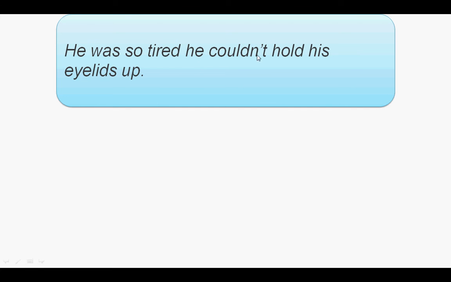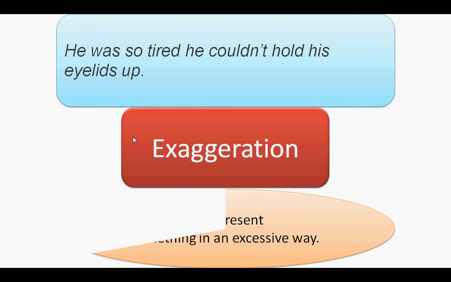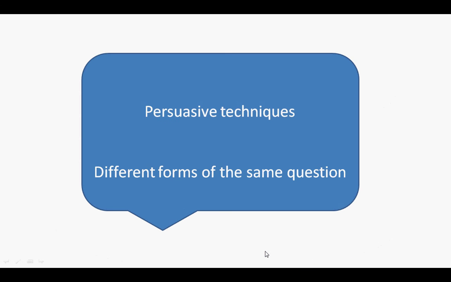He was so tired, he couldn't hold his eyelids up. You know the eyelids, when you, no one can hold his eyelids up. So, what do we call this? Is it emotive language? No, but this, he couldn't hold his eyelids up, makes it more exaggeration than emotive language. Exaggeration, مبالغة. We are exaggerating his feeling of tiredness in order to represent something in an excessive way.